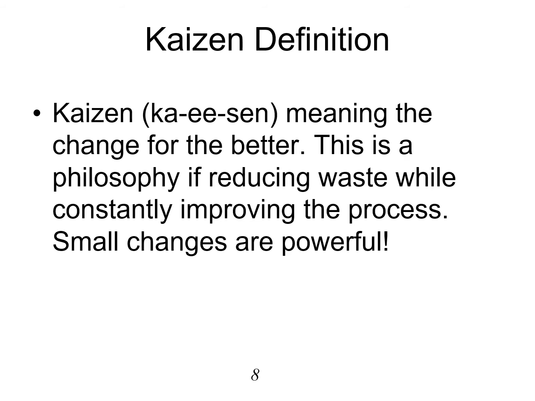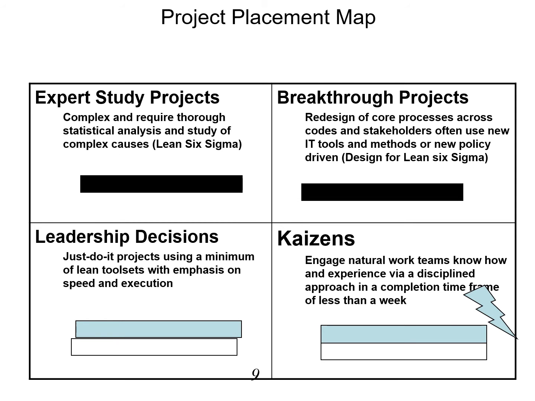This is a definition. I won't read it for you word to word. I'll let you read it. It's sort of a constant improving the process. Small changes are powerful. You got to figure out where your project falls on the placement map. And this is a 4-block. Now, Kaizens, you can see down there on the right, engage natural work teams in a disciplined approach to try to improve their work and process.